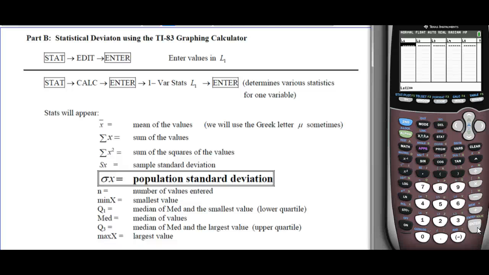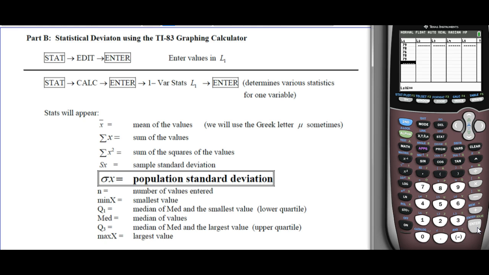Okay, so we're just going to enter those 5 numbers from group C, which were 79, 78, 76, 78, and 79. Okay, so I got a group size of 5.